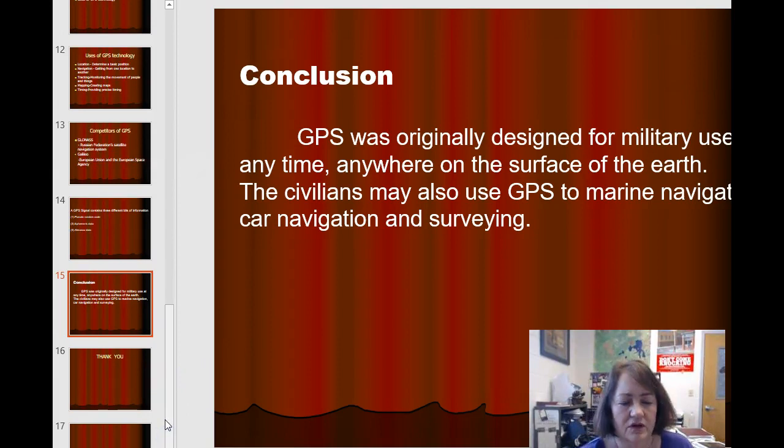So the conclusion is that GPS was originally designed for military use at any time anywhere on the surface of the Earth, but that civilians may also use GPS for marine and car navigation, and also for surveying. So this is just sort of an overview of GPS.